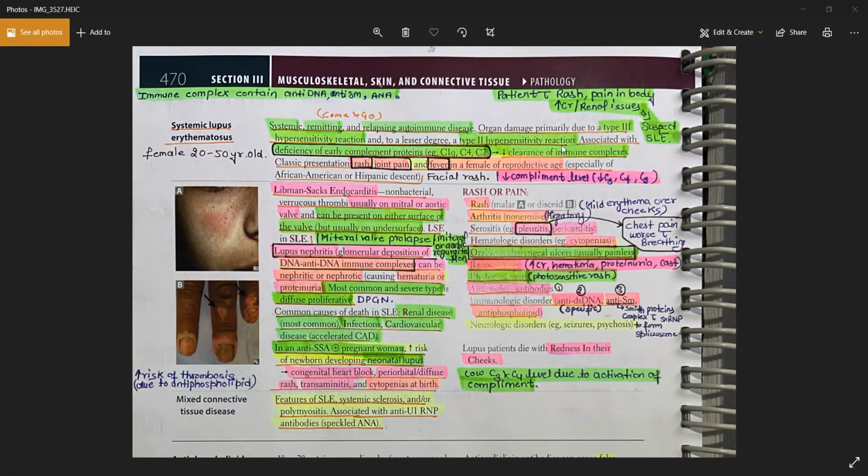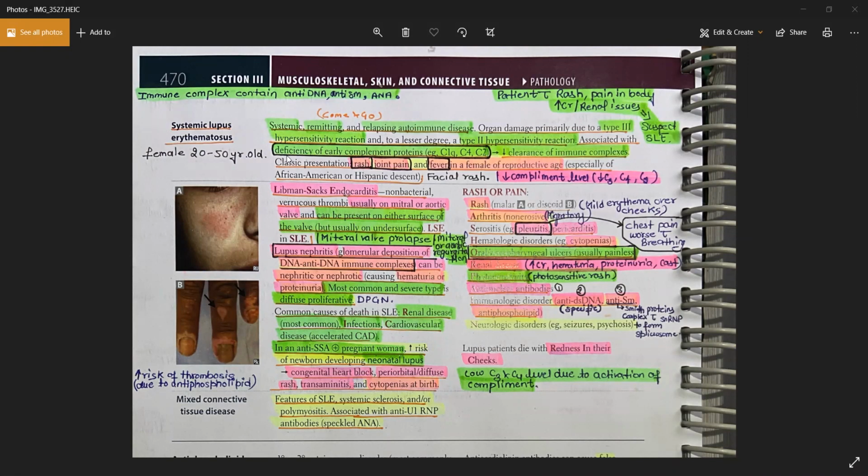Like in case of mucosa, you will be having a mucositis. In case of heart, you will be having a pericarditis, myositis, endocarditis sometimes, right? In case of pleura, you will be having a pleuritis, right? So wherever these immune complexes deposit, you will be having inflammation there, and that will be causing the symptoms. That's the pathology behind the SLE.